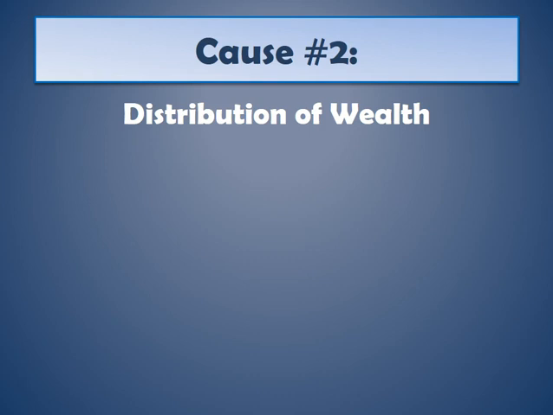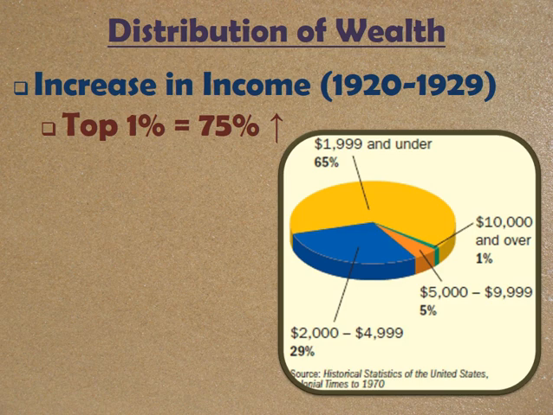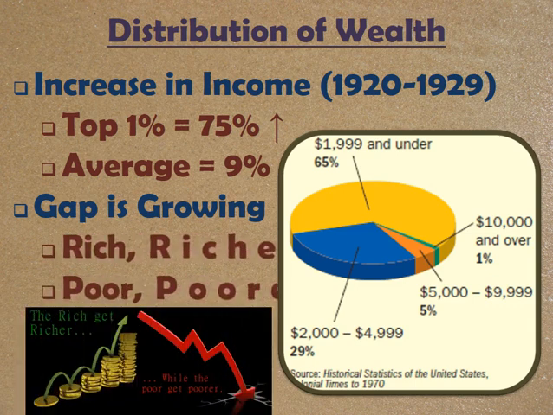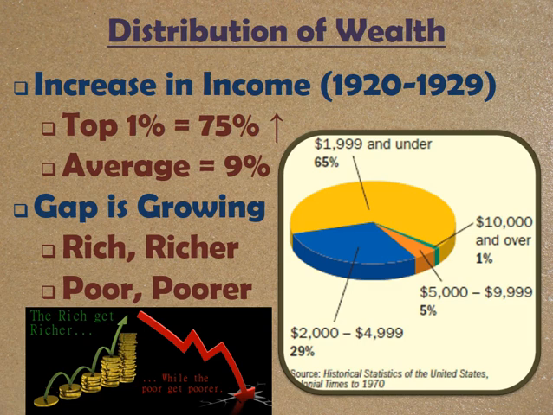Cause number 2, the distribution of wealth in America. One of the things that we see after the war is the gap between the rich and the poor continuing to grow. From 1920 to 1929, the top 1% of Americans accounted for 75% of the economy. The average amount of Americans accounted for about 9% of the overall income in America. And so what we see is this gap between the haves and the have-nots continuing to grow. The rich keep getting richer and the poor getting poorer.